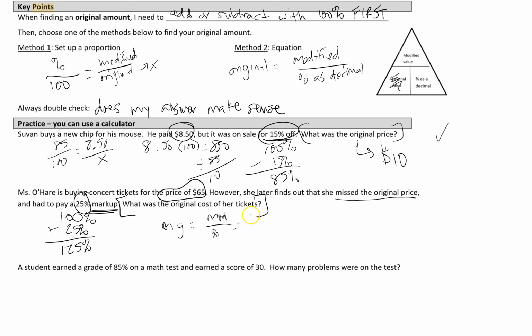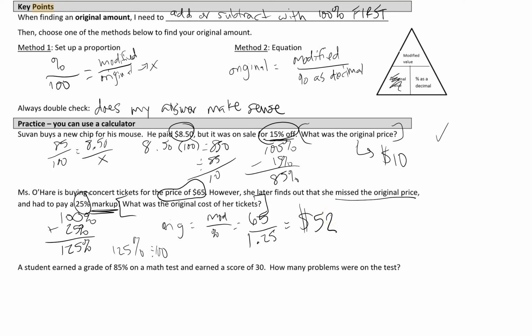Modified amount, her price she paid was $65, and that was after 125%. Now this percent needs to be a decimal, so if I have 125%, we can divide that by 100 to make it a decimal, and we get 1.25. So now go to your calculator, and you're doing 65 divided by 1.25, and we get $52.